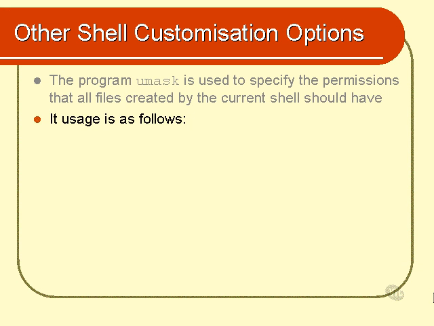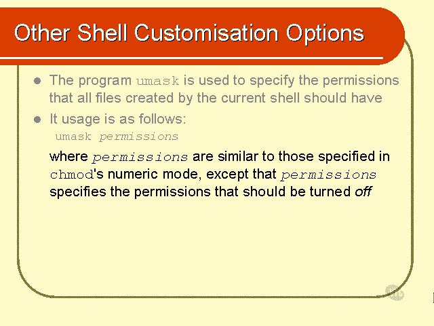The usage for umask is as follows. You type in umask followed by the permissions for the files that are going to be created later by the shell. Very interesting. You've got to be fully comfortable with this fact. The permissions that you specify are like those of chmod's numeric mode, in other words like 644, except that the permissions specify which permissions should be turned off, not which permissions should be turned on or set to, but actually which are turned off.